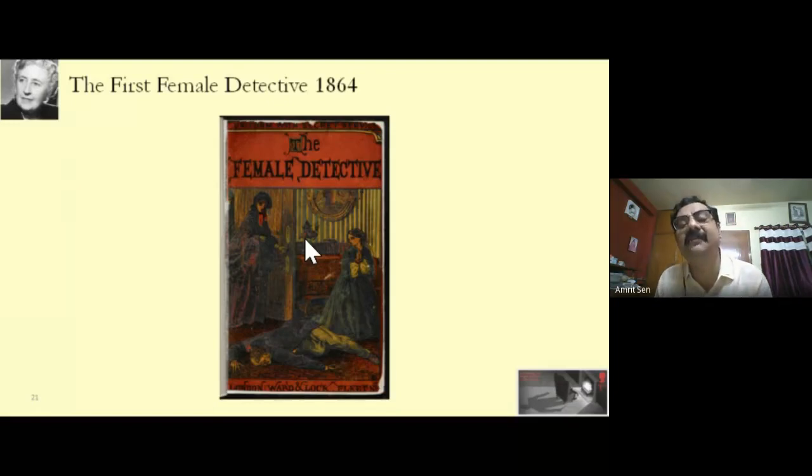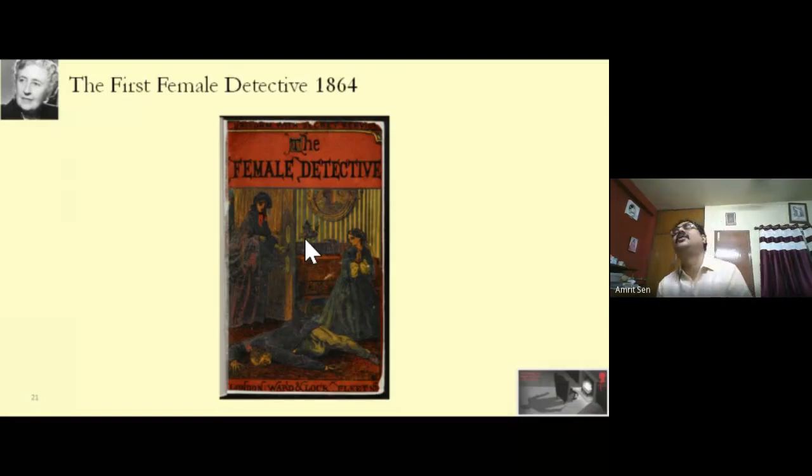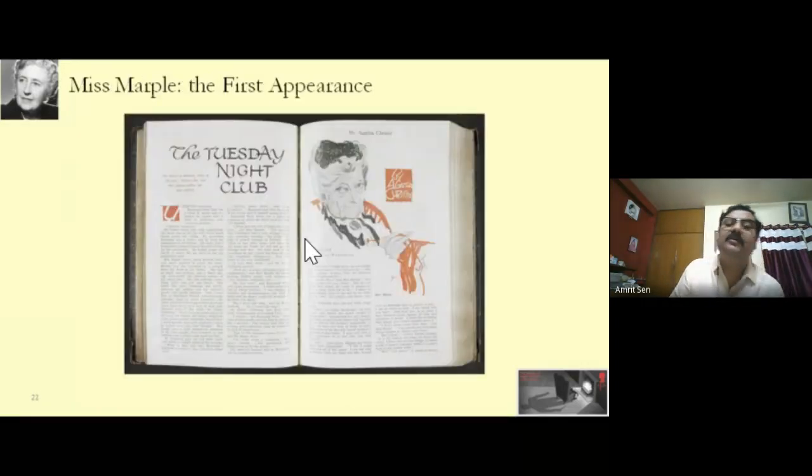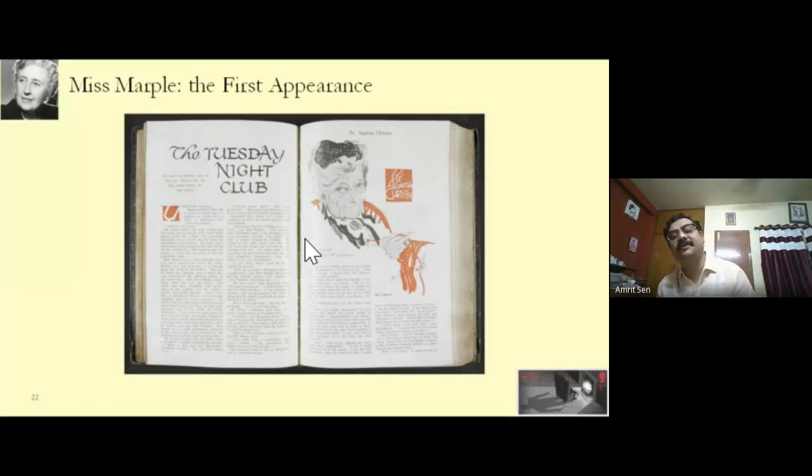Interestingly, the first female detective is published in 1864. So you can see that even before Conan Doyle has started to write, detection is already there as a form. অর্থাৎ কোনান ডয়েল এটাকে আবিষ্কার কিন্তু করেননি, রাইট? এই ফর্মটা আস্তে আস্তে it was coming into circulation. Now Miss Marple makes her first appearance in a journal and in a magazine rather, I'm sorry. এবং এই প্রথম যে গল্পটা বেরিয়েছিল সেখানে দেখো মিস মার্পলের প্রথম ছবি আমরা দেখতে পাচ্ছি.